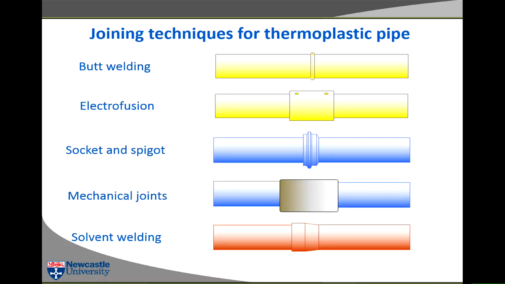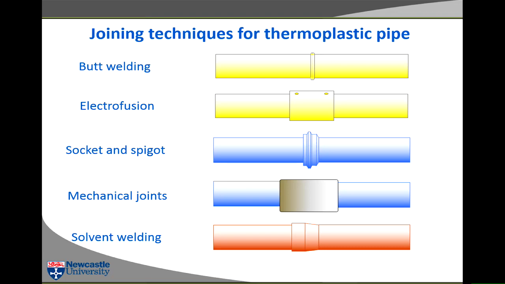Right, and there are many different techniques for joining thermoplastic pipes, and these are the main ones. The cheapest, most effective is butt welding. That is, you just weld the 2 ends of the pipes together.